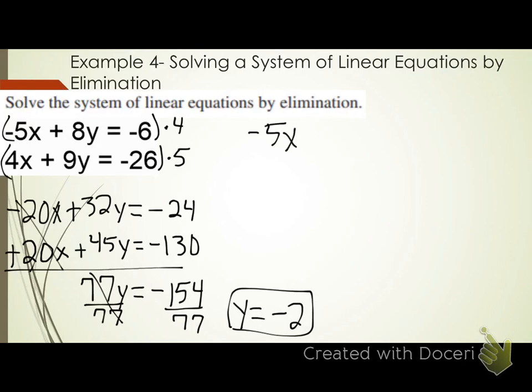Negative 5x plus 8 times negative 2 equals negative 6. It does not matter which one you plug into though. I just picked the first one because it has the smallest values. You could very easily do the bottom one that has the biggest values as well. 8 times negative 2, negative 16.